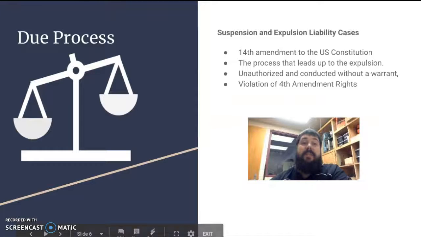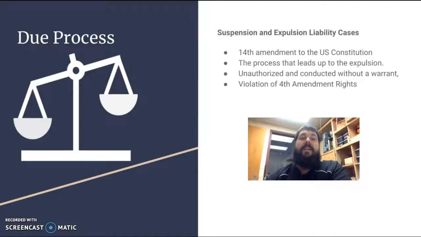Due process is a big one in education, whether it comes to the teacher or the student. It is seen in suspension and expulsion liability cases that focus on the constitutional right granted to all individuals under the 14th Amendment of the U.S. Constitution. It is generally not the expulsion or the suspension itself that creates the liability, but rather the process that leads up to the expulsion.